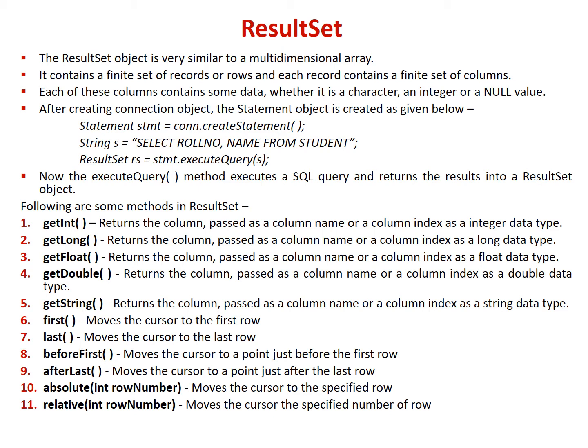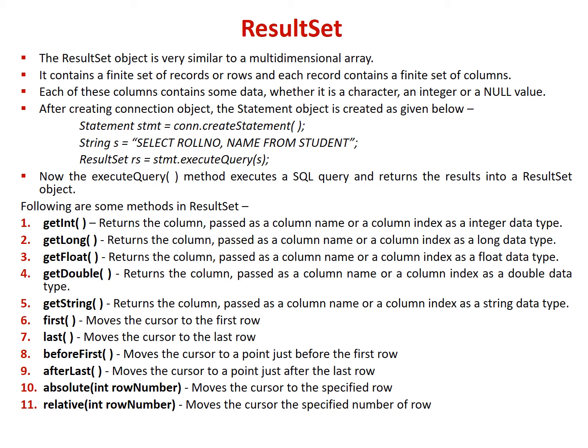Following are some methods in ResultSet. The first one is getInt, which returns the column passed as a column name or a column index as an integer data type. Then getLong returns the column passed as a column name or a column index as a long data type. Then getFloat, getDouble, getString, etc.